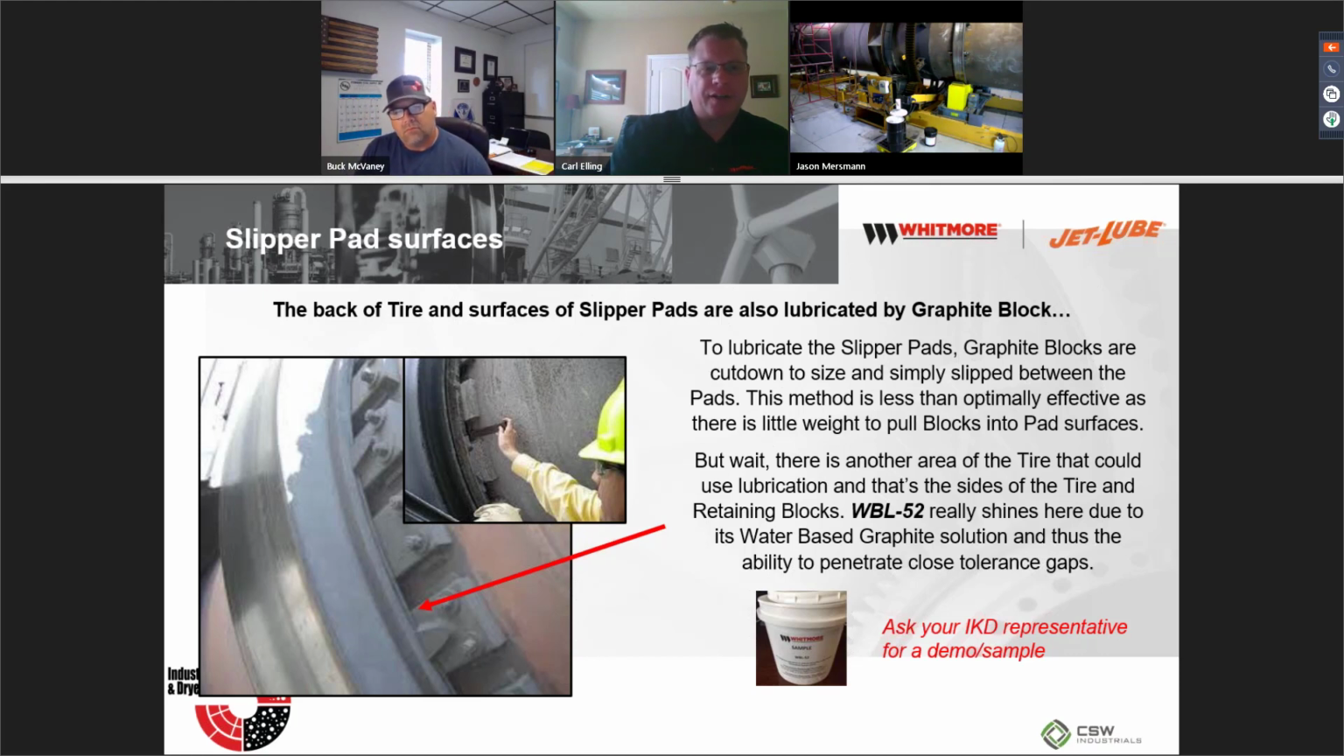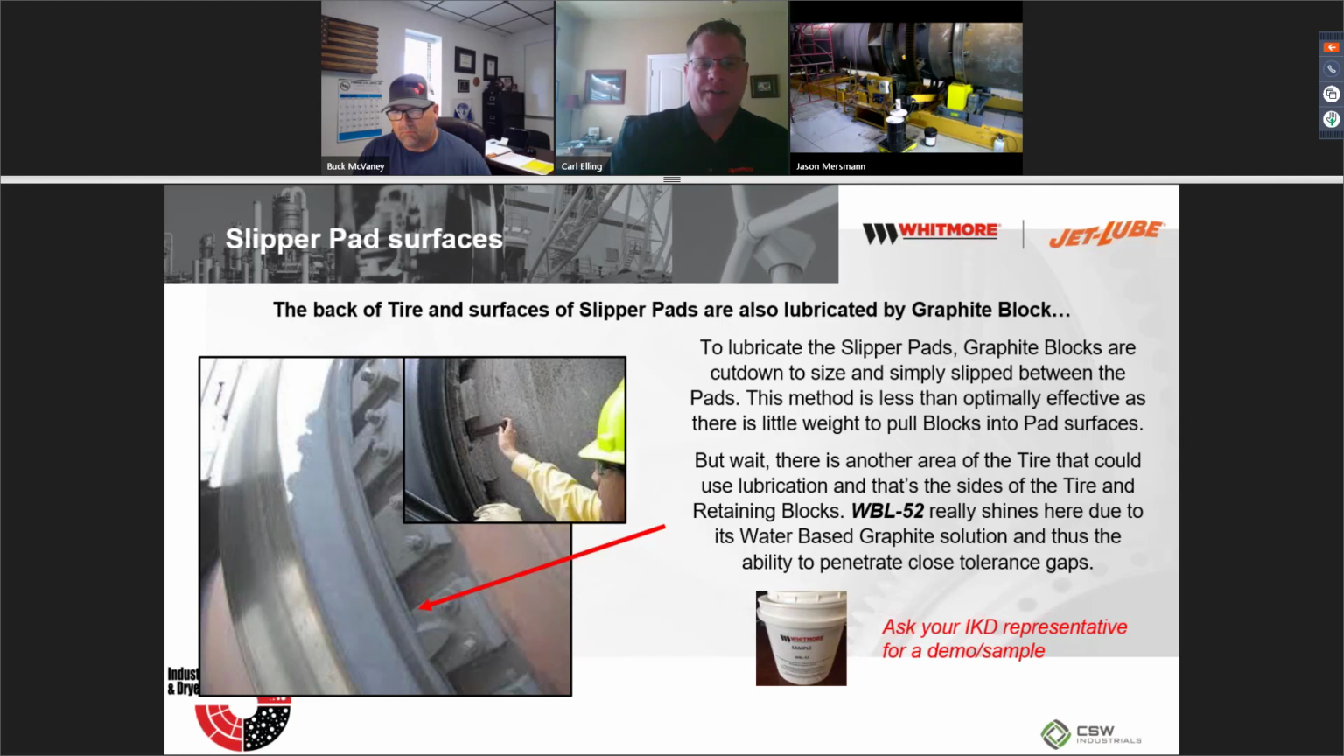So the retaining blocks are there. Those actually create friction and wear as well, so you can actually do the side of the tire as well. When you're applying this, I usually aim for the slipper pad area and go just a little bit, about halfway up the tire. If your tire is really rusty and you want it to look really good, you can coat the entire side of the tire as well.